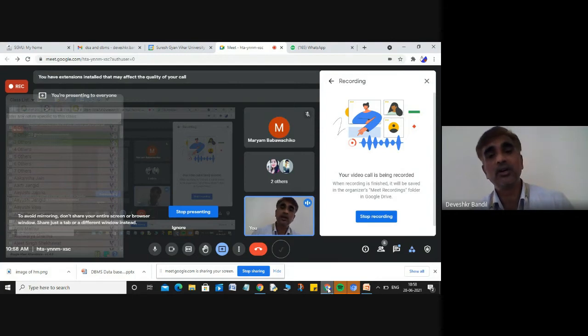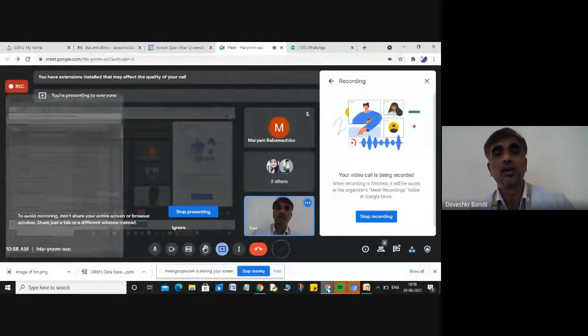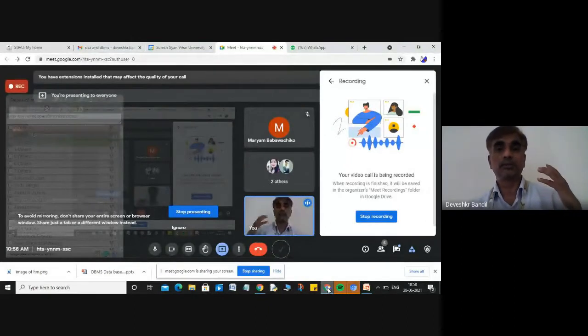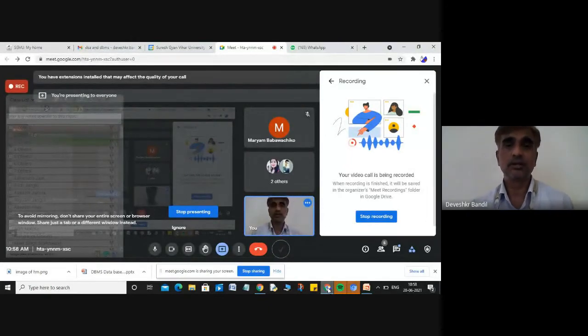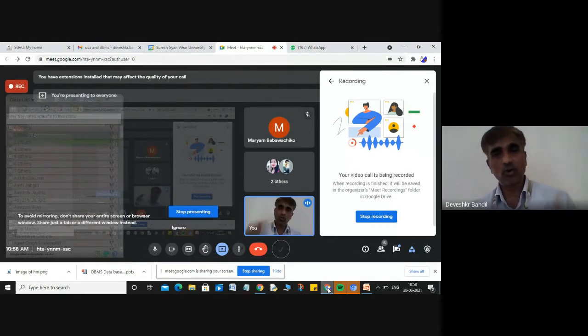And here, database is a collection of many tables. In your database, you will store the data. You will store the data of students, the data of teachers, the data of courses, the data of programs, the data of fees. Means there are so many tables, and in these tables you will store the data.